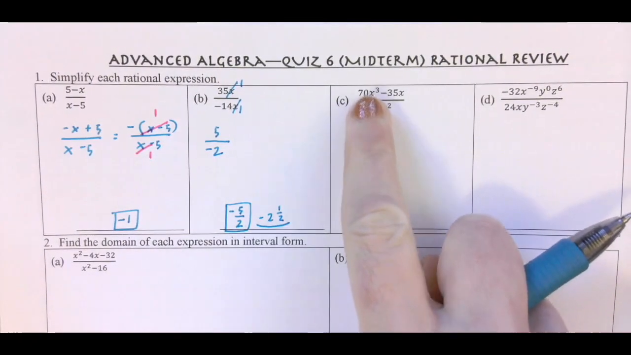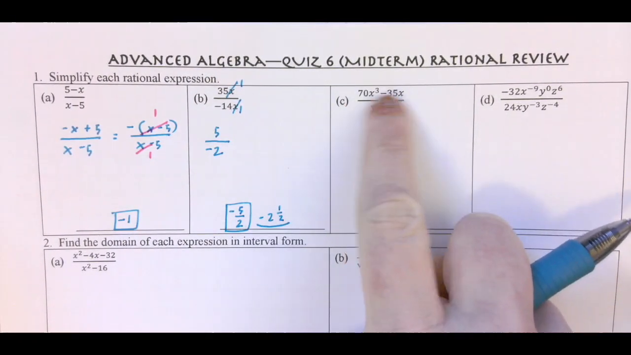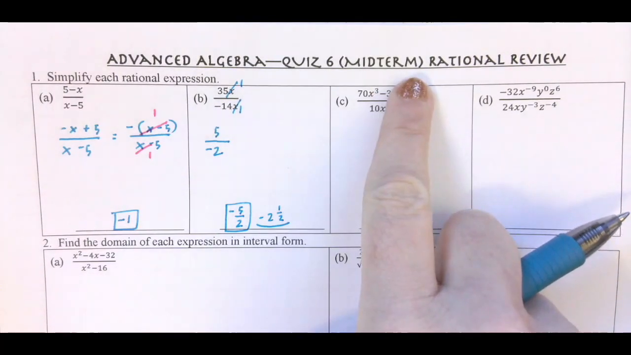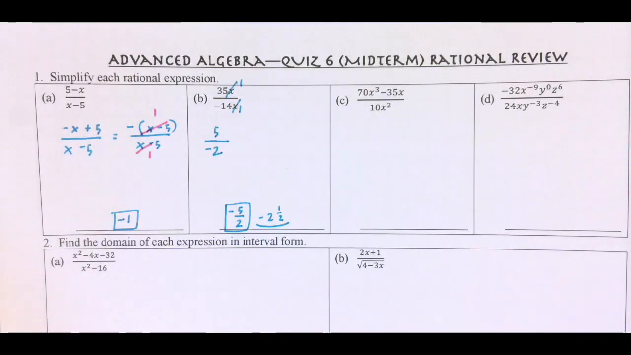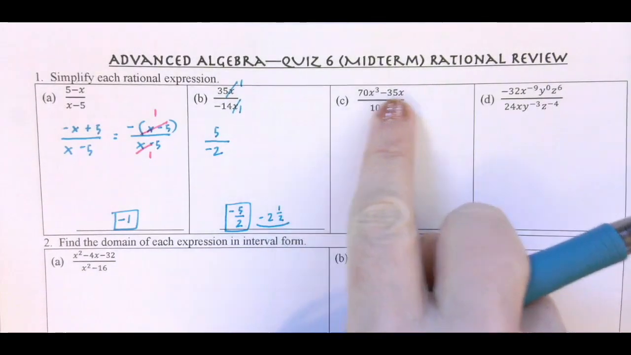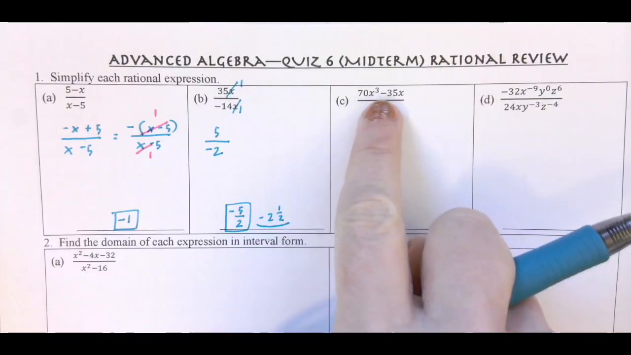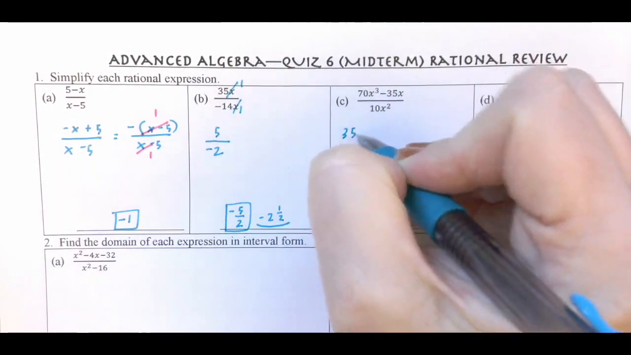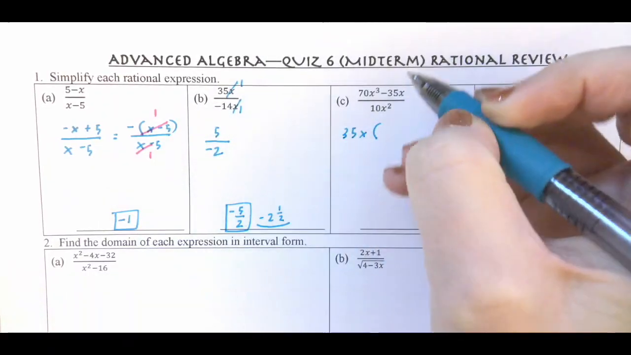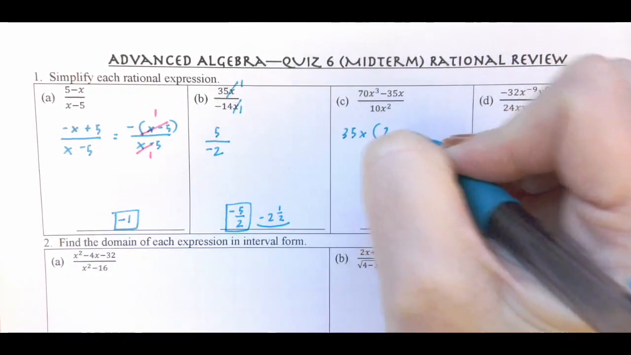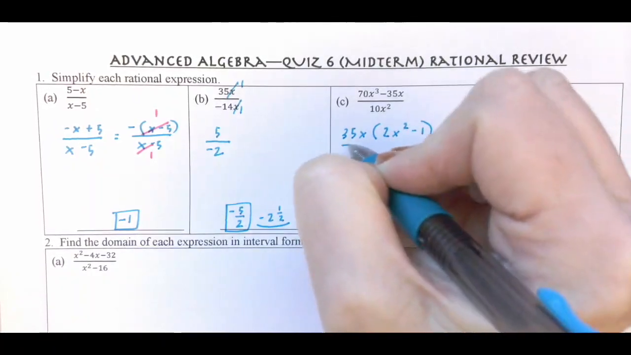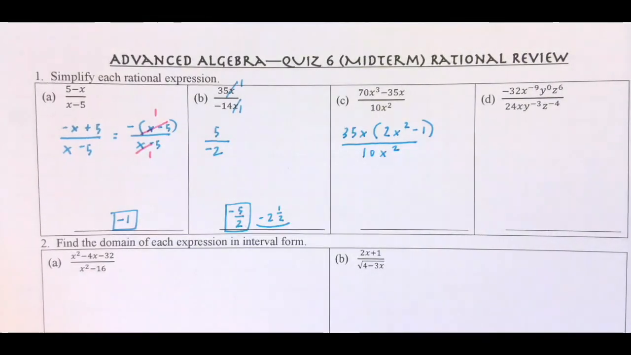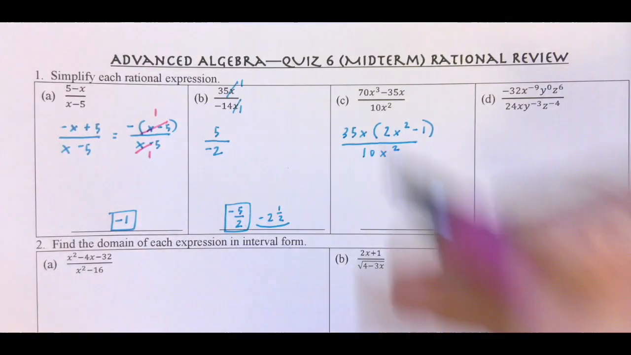Okay, this one is different because on top I have a binomial over a monomial. So I need to factor down the top to see if I have anything that I can cancel away. If I look at my GCF for these two terms, they're both divisible by 35 and by x. So 35x times, in parentheses, 2x squared minus 1, all over 10x squared.